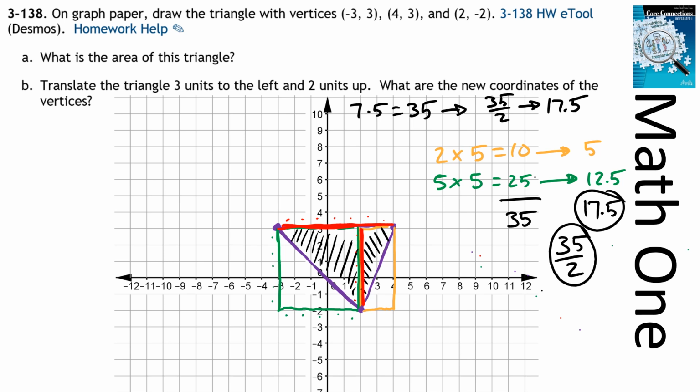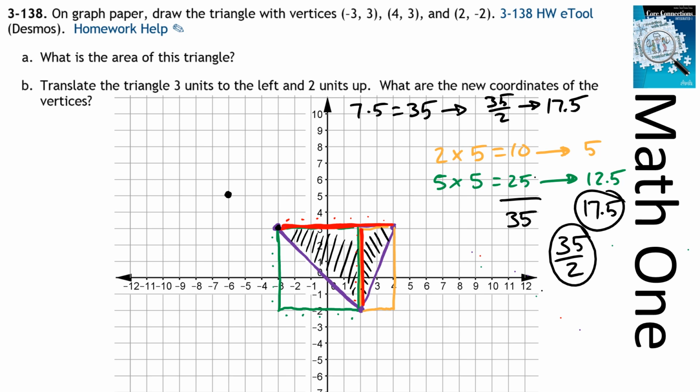Finally, it says translate the triangle 3 units to the left and 2 units up. What are the new coordinates? So I'm going to use just a nice basic black. So every single point is going to go to the left 3 units. So 1, 2, 3, and then up 2. So that is one of my new coordinates. To the left 3 units and up 2.